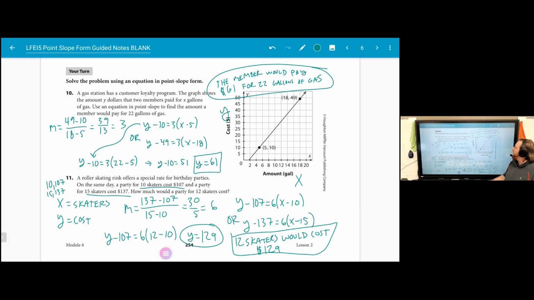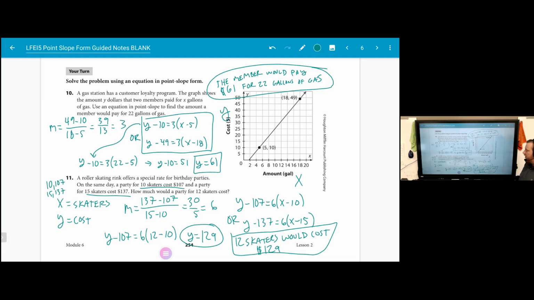We're trying to figure out how much the member would pay for 22 gallons of gas. So I plug 22 in for X. Y minus 10 equals 3 times 22 minus 5. I get Y minus 10 equals 51, Y is 61, which means the member would pay $61 for 22 gallons of gas. Again, this is important, and this is important at the end here.